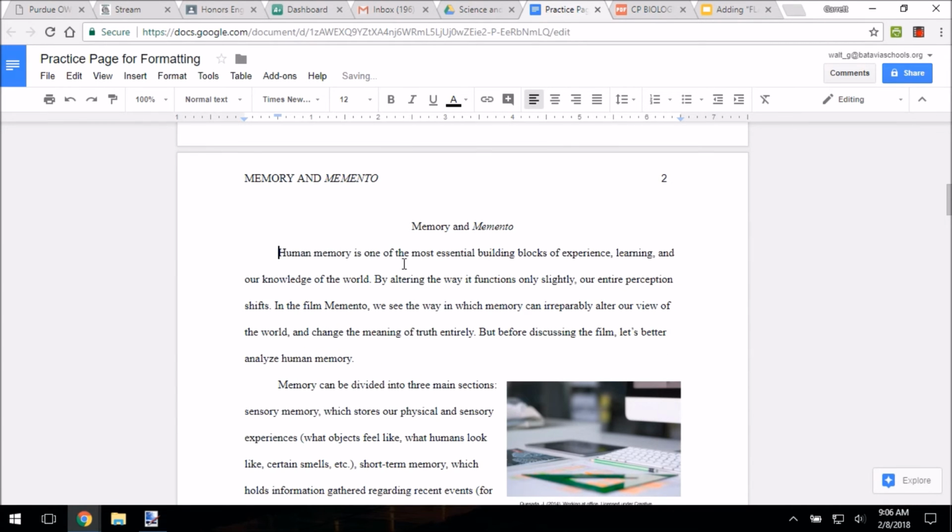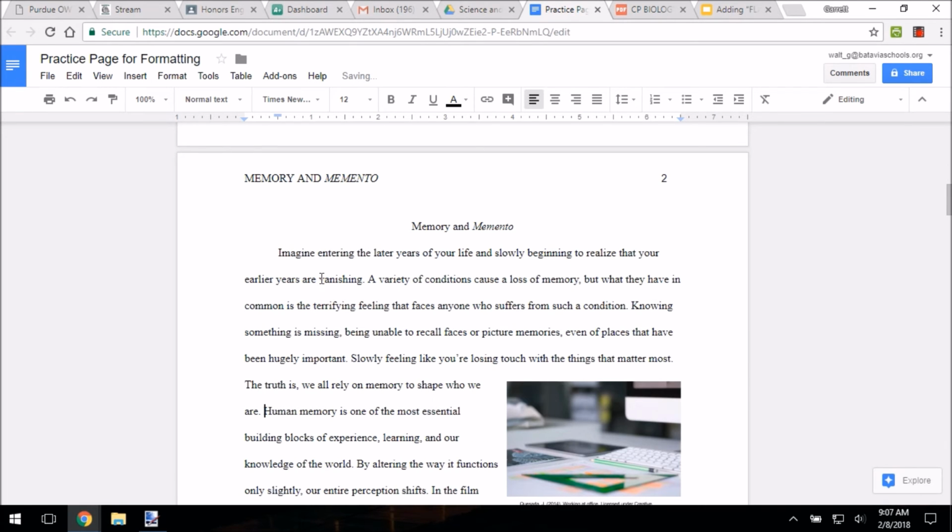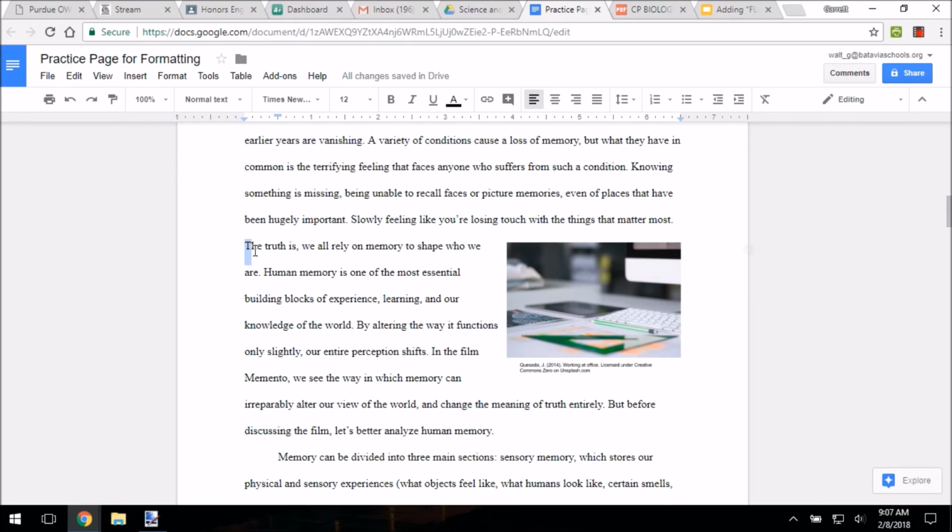So normally in my paper, I just started straight into "human memory is one of the most essential building blocks of experience." But if I want to make that a little more interesting, I can add this description at the beginning. "Imagine entering the later years of your life and slowly beginning to realize that your early years are vanishing. A variety of conditions cause a loss of memory," etc. So again, what I'm doing here is using that description where I'm showing, okay, this is a more interesting detail, a story, something that could happen to someone. In this case, it's hypothetical. It's not a specific example, but it still works. I'm introducing the topic itself, conditions that cause a loss of memory. And then only after that do I transition into what I'm going to be talking about, what my main point is.